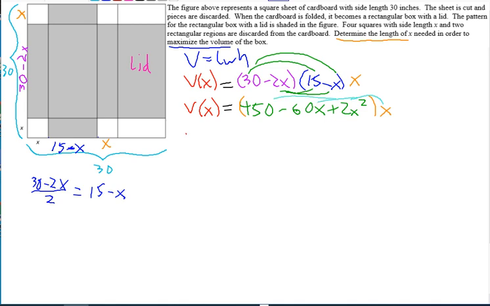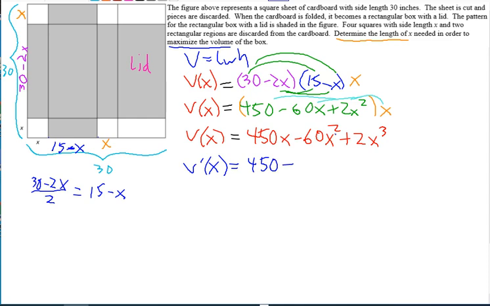So now you can just distribute the x times all those. So now we've got our volume. It would be 450x minus 60x squared plus 2x cubed. And so now we can find the derivative, because this is what we're trying to maximize. So V prime of x would be 450 minus 120x plus 6x squared. Again, you can see this one would never be undefined. There's no denominator or negative exponents, so you just see what makes it equal to 0.